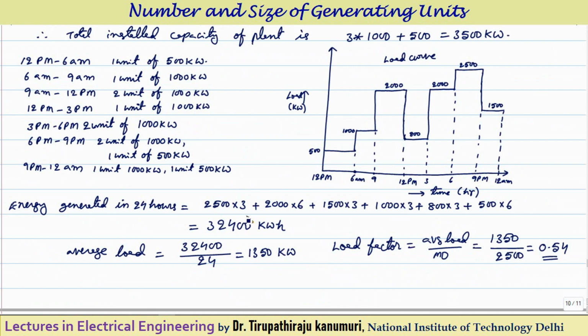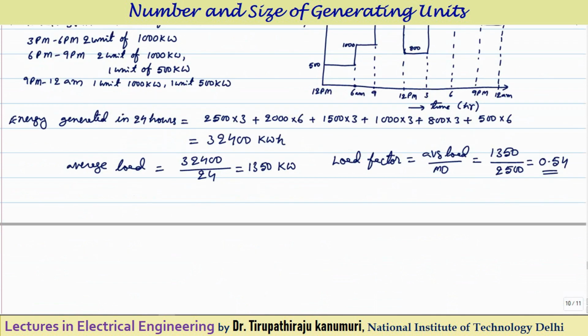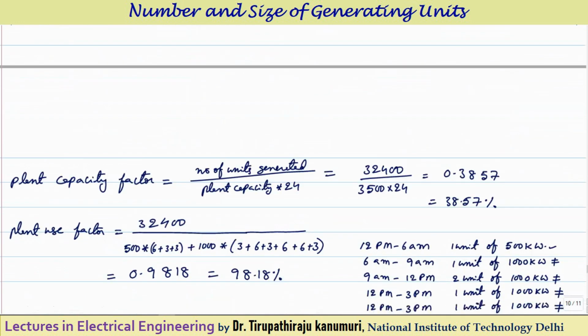So when you are multiplying, you will get 32,400 kilowatt hour, because that gives the area. Now the average load will be equal to total units generated divided by time. Time is 24 hours, so it will give 1350 kilowatt. From this I can calculate my load factor, which is equal to average load divided by maximum demand. That means 1350 divided by 2500, which equals 0.54, or we can say the load factor is 54%.